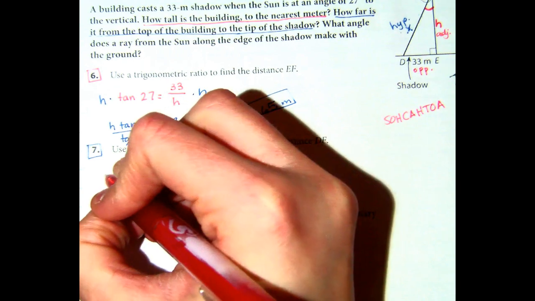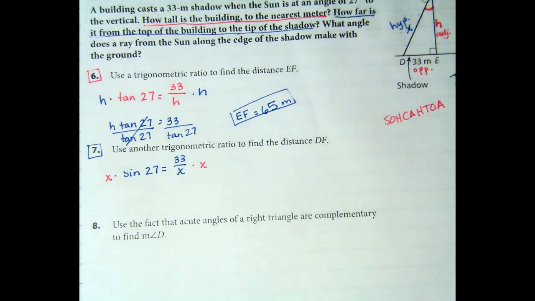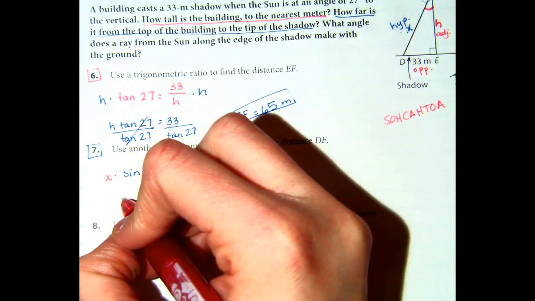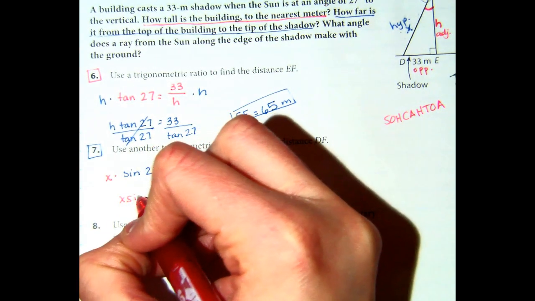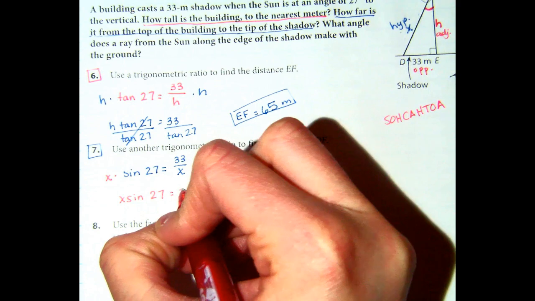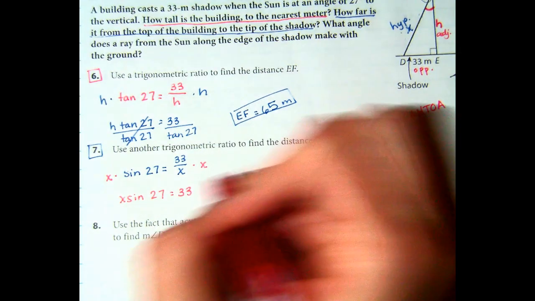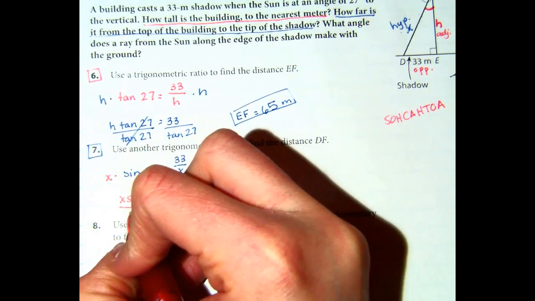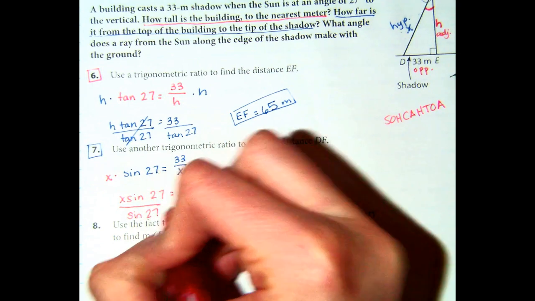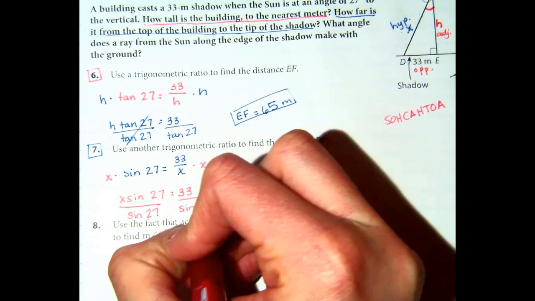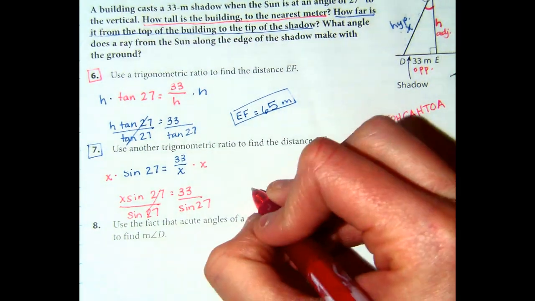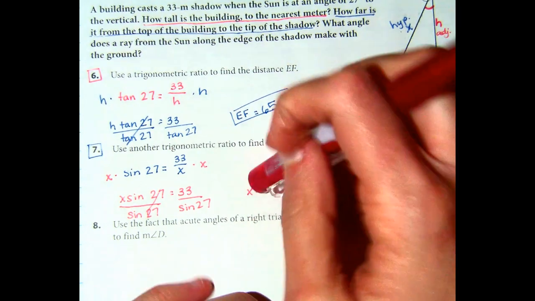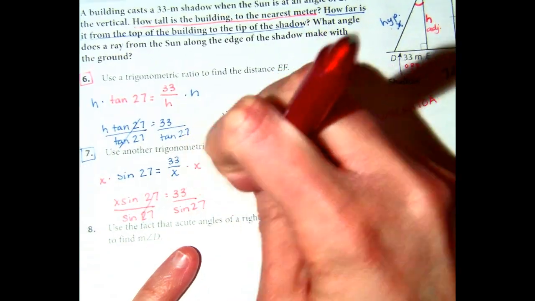Alright, multiply by x. It's always more precise if we go back and use a trig ratio. So x times the sine of 27 equals 33. What do we do then? Divide by sine of 27. X equals 73.